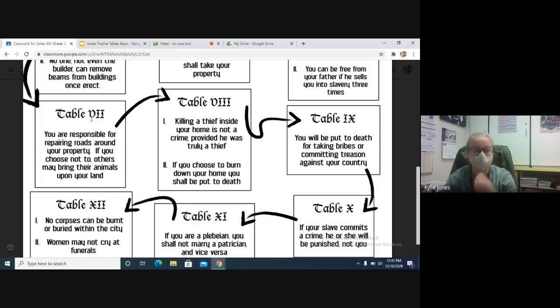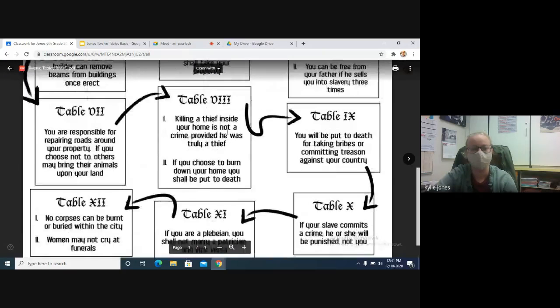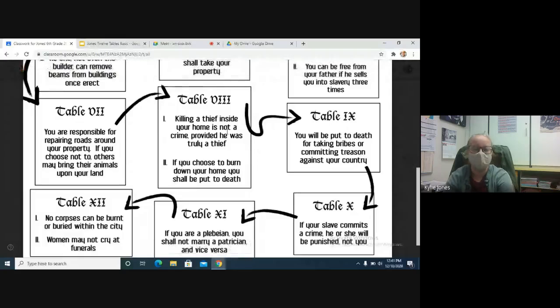The next one, table number 8. Number 1, killing a thief inside your home is not a crime, provided that he really was a thief. So if someone breaks into your house, you can kill them. But if they weren't really trying to steal anything, then that's not good. But also, how are they going to prove that he wasn't trying to steal anything if he's dead because you killed him?